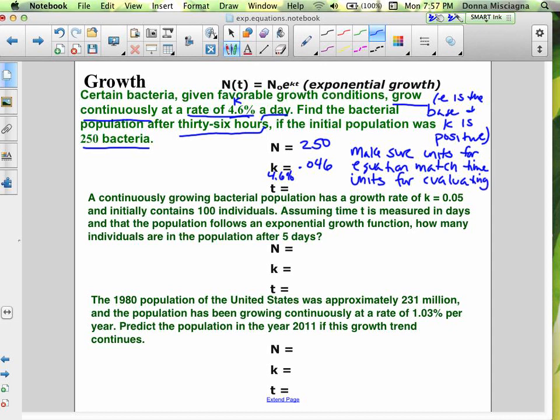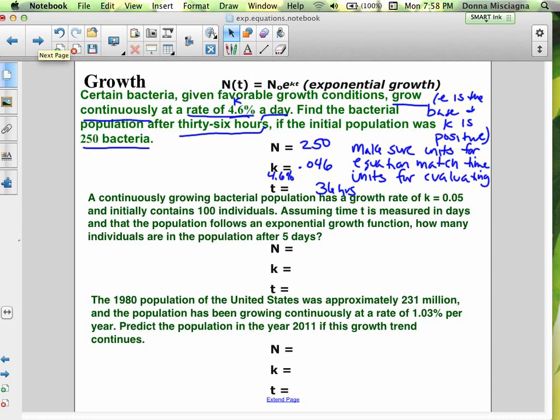We need to change 36 hours. So t here, we can't use 36 hours. How many days is that? Well, 24 hours is a day. If 24 hours is a day, we'd have 12 hours left over. 12 hours is how much of a day? 12 hours is half a day. So 36 hours is 1.5 days.